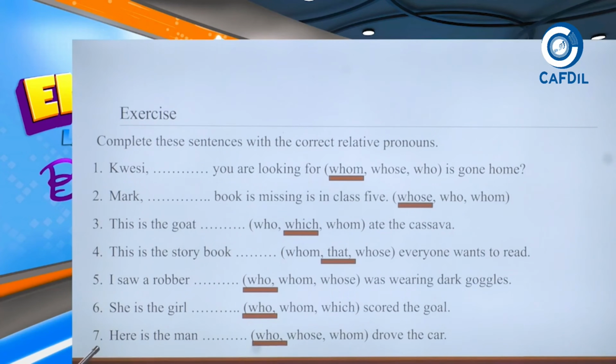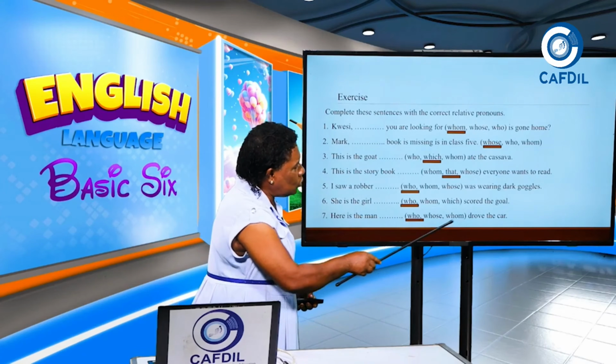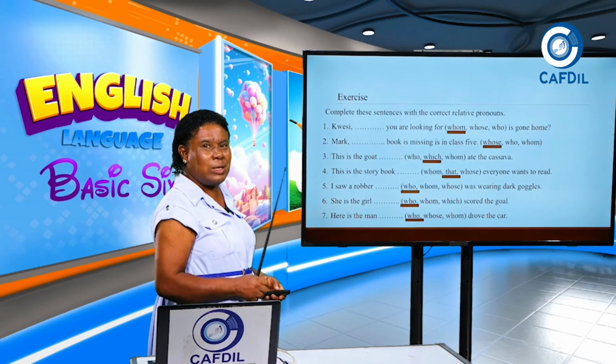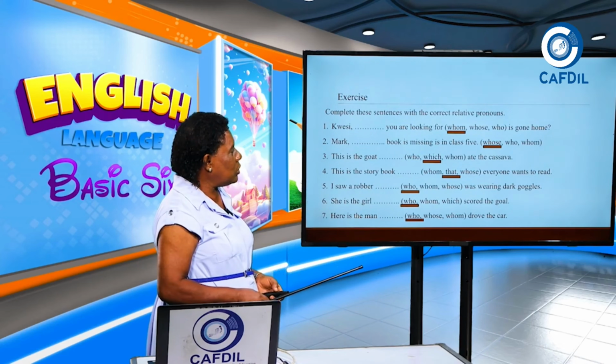The next sentence. Here is the man. We chose who drove the car. Here is the man who drove the car. Here again, we are able to choose who as the right relative pronoun to complete the sentence. Well done. I believe everybody had the right answer. Good.